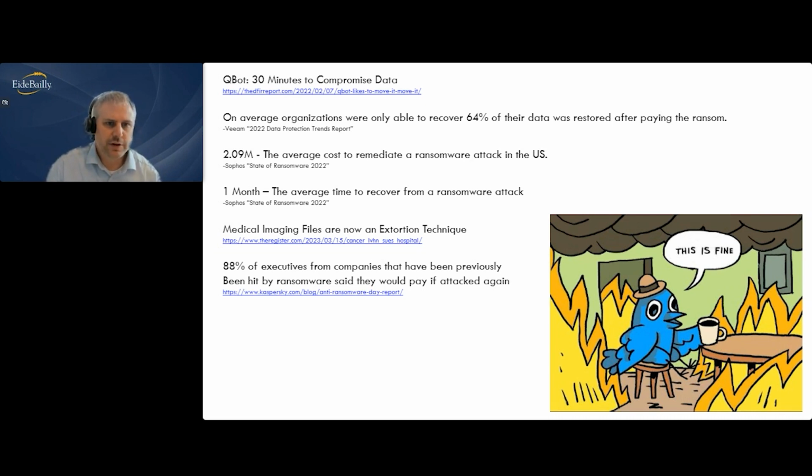The average cost to remediate the ransomware attack in the U.S., and so this is a U.S.-specific statistic from Sophos, 2.09 million, just a little over $2 million. And so let's examine that a little bit. What are the impacts to, let's say, a manufacturing facility that suddenly has to offline their whole production line? They have to send employees home because they've got nothing for them to do.